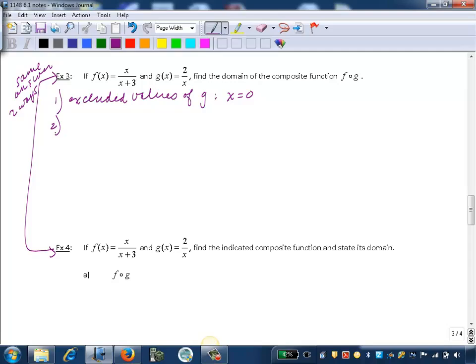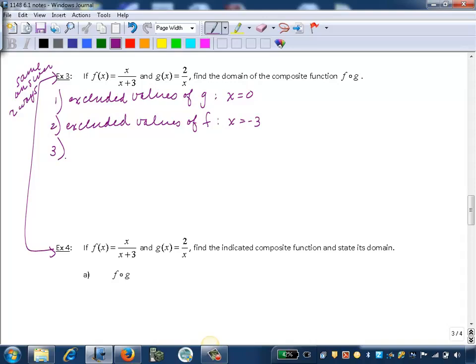The second step, we want to look for excluded values of the outer function f. So now we want excluded values of f. So if I look at f, it's also a rational function, so I have to look at any zeros of the denominator, values that would make the denominator 0. So we can see in this case, it would be a -3 that would make the denominator 0. So I need to exclude -3 from the domain of f.